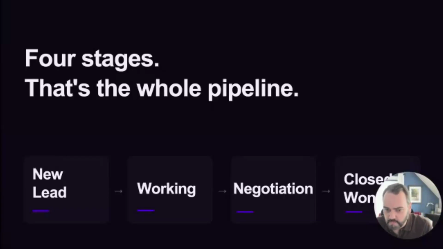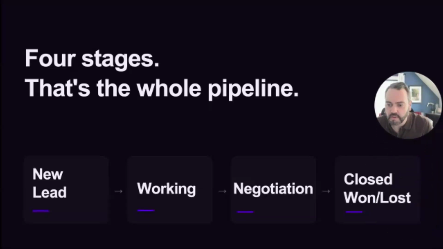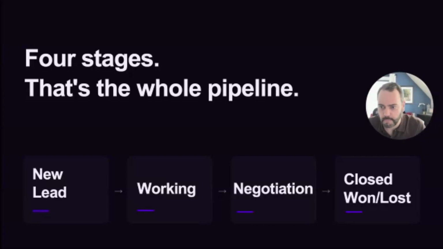New lead, working, negotiation, close won, and lost. Very, very simple pipeline. And each of your leads is going to be in one of these categories. So someone requests information on your website, boom, they come in as a new lead. You call them, they might not answer, you might just leave a voicemail. You send them an email, you add them to a sequence, they start getting an email campaign from you. That's now working. You're working that lead.